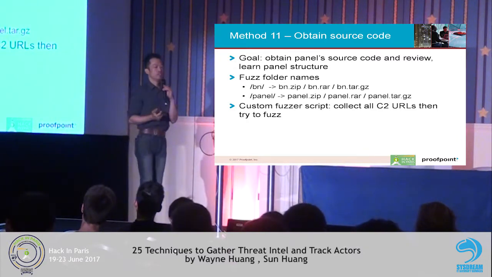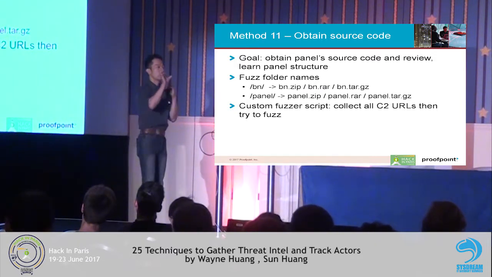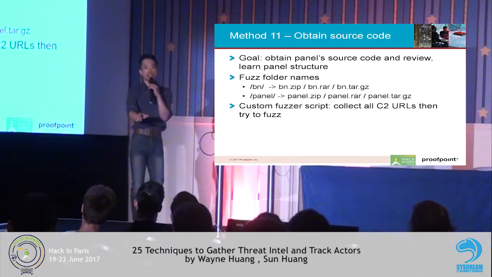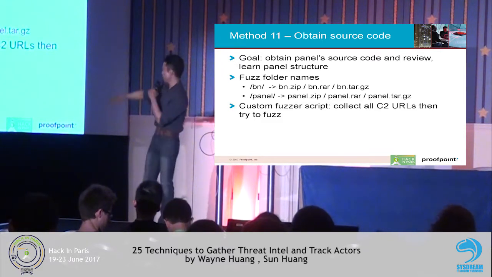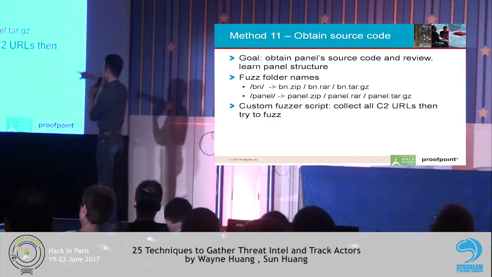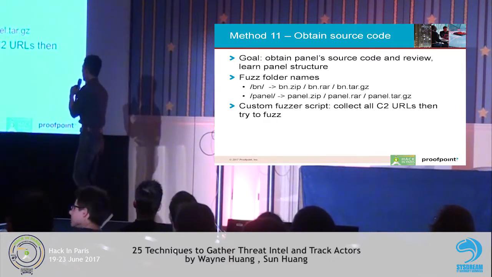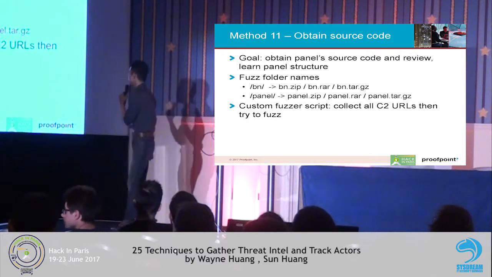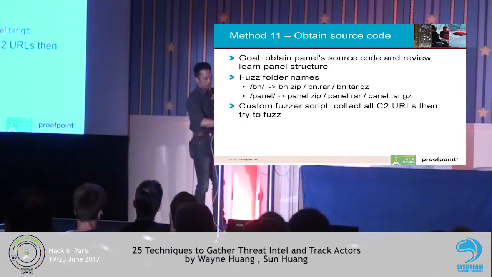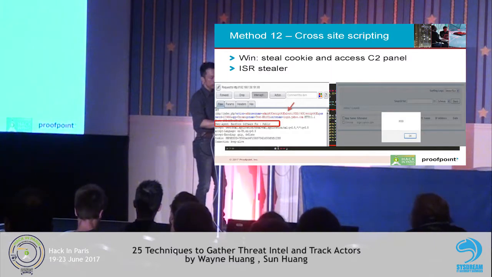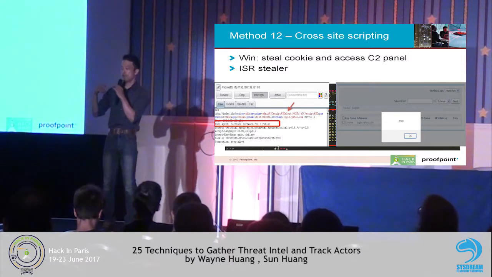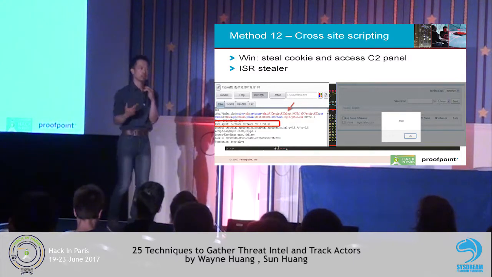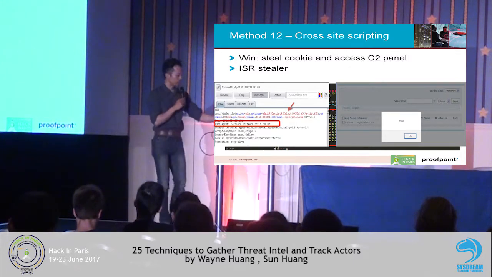One way to do it is fuzzing. A lot of them keep their source code in a file name that's the same as their directory, right? So like bn, then what you do is bn.zip or bn.rar. So you can write a fuzzer, you try, and you will get the passwords. So we have our own fuzzer. And once we get their source code, then we can manually look at the source code or use some tools to find vulnerabilities inside their source code.